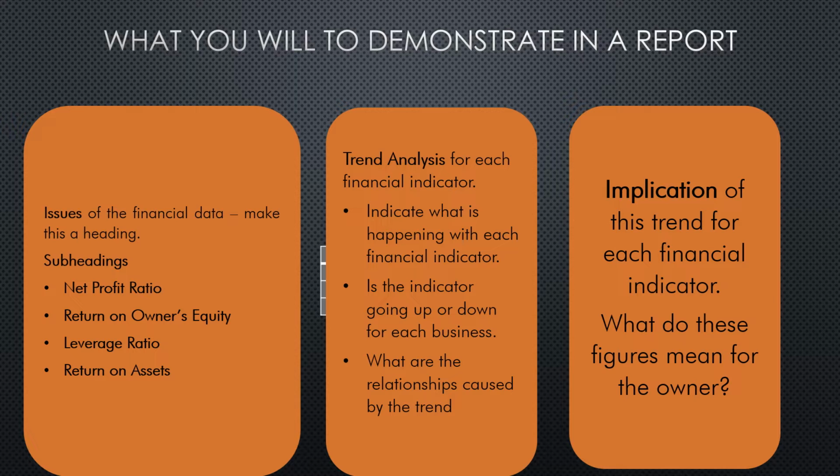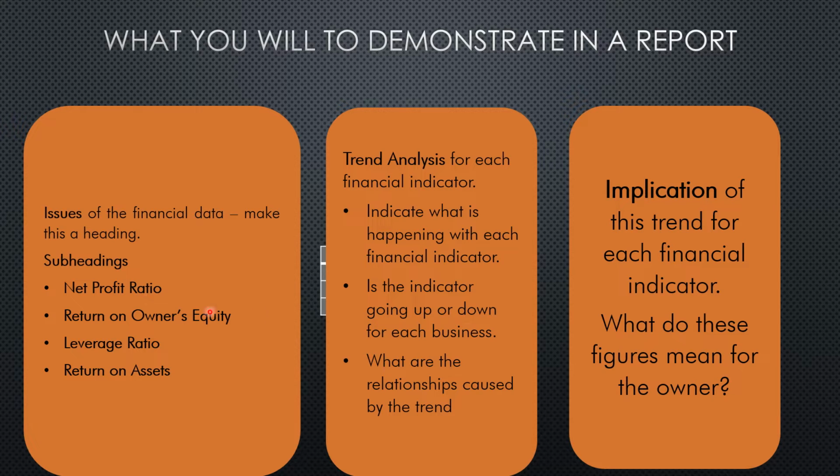Within those subheadings, you're going to have to look at the trends within each of those ratios. In other words, what is actually happening within each financial indicator, whether the ratio is going up or down, and what does that actually mean for the business. And if the ratio is going up or down, what flow-on effect does this have? So we're going to be concentrating on this bit here, identifying the trends. And from there, what is the implication of this trend for each financial indicator? In other words, what do these figures mean for the owner?